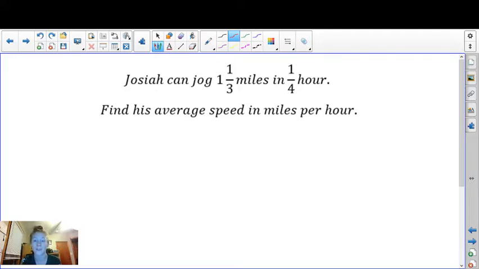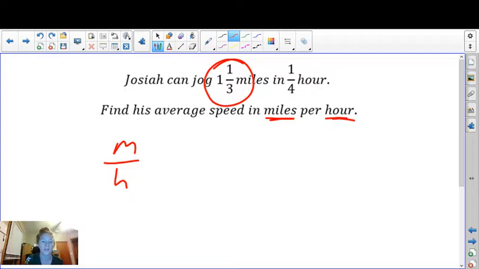One of the things I noticed you guys were struggling with was what came first. So miles per hour: miles goes on top, hour goes on bottom. And I notice my miles are currently in a mixed number, so I need to change that. So 1 1/3 is equal to, you take 1 times 3, the whole number times the denominator, which is 3, plus the numerator, which gives me 4, and the denominator stays the same.